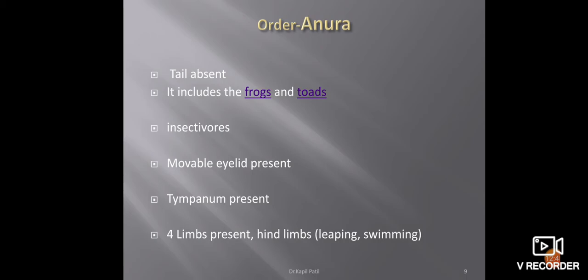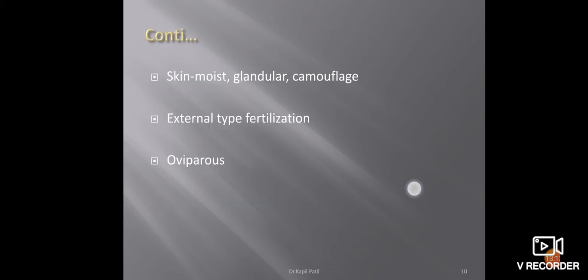In a frog, transparent movable eyelids are present. They protect, and this animal can also see inside the water. Tympanum is present in order Anura. Tympanum is absent in the first order. Then forelimbs are present. Hind limbs are larger and stronger than forelimbs. It helps with leaping as well as swimming.